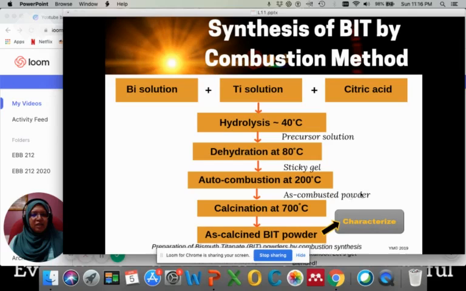But commonly, this combusted powder has a secondary phase or is not pure because the reaction is incomplete. So we have to do calcination to ensure the powder reaction is completed. Finally we will get as-calcined bismuth titanate powder, and we have to characterize it to make sure it is pure, single phase, and fine powder, all criteria to meet the advanced ceramic powders.